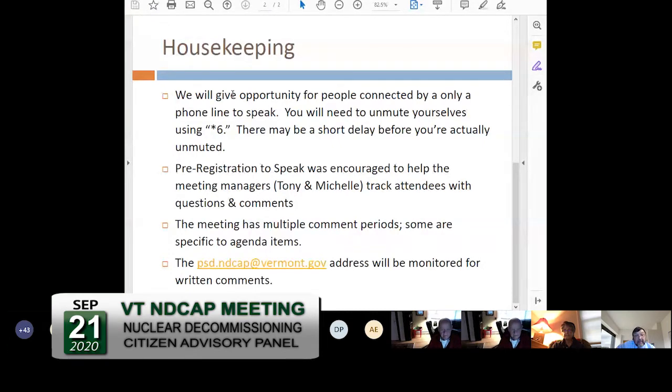We did have a number of pre-registrants wishing to speak. During the comment periods, we will call folks out individually, and we will try to manage that as best we can. And I think everything else I've already mentioned. You can send messages to the psd.ndcap@vermont.gov address to send a written question that way. You can also send, like I said previously, messages through the chat. And at several times, we will just ask for any additional verbal comments and keep the lines open as much as we can. So with that, I'm going to turn the meeting over to the panel chair, Josh Unruh. So Josh, you are go at throttle up.